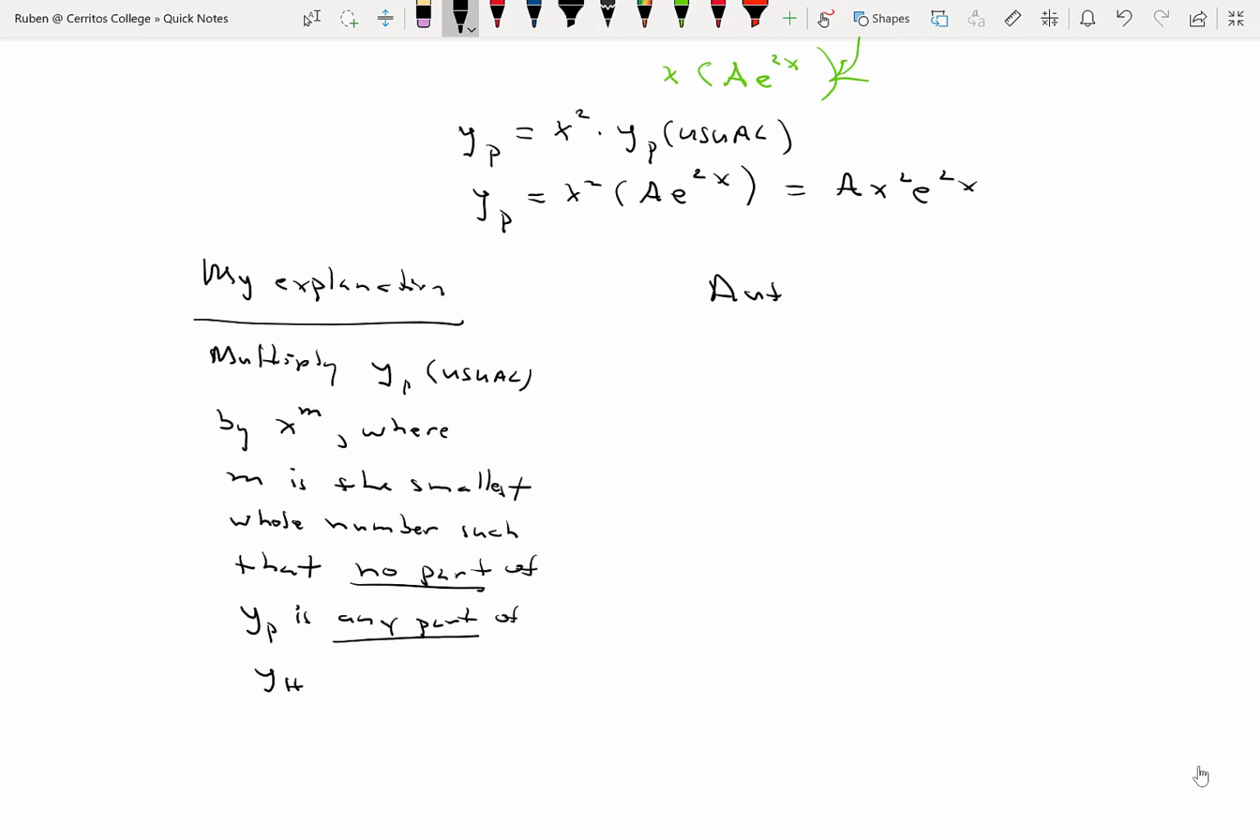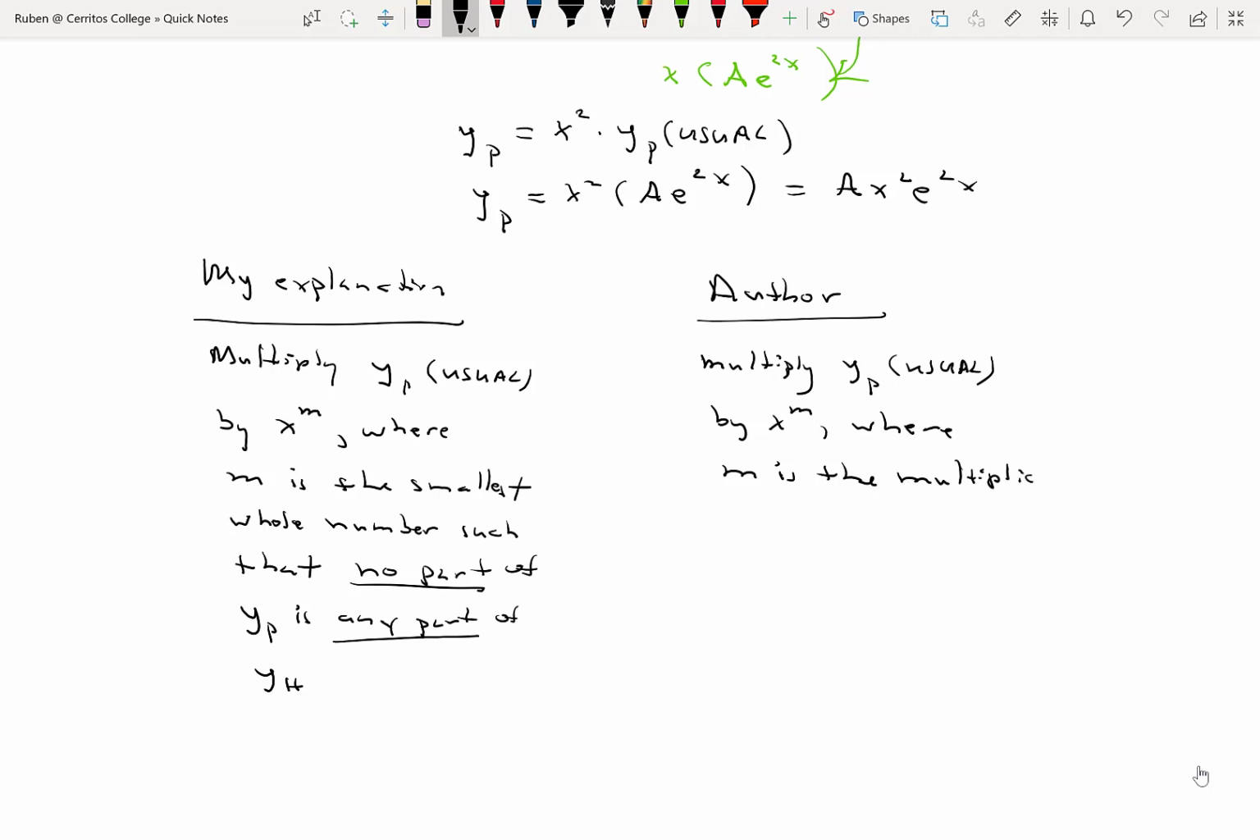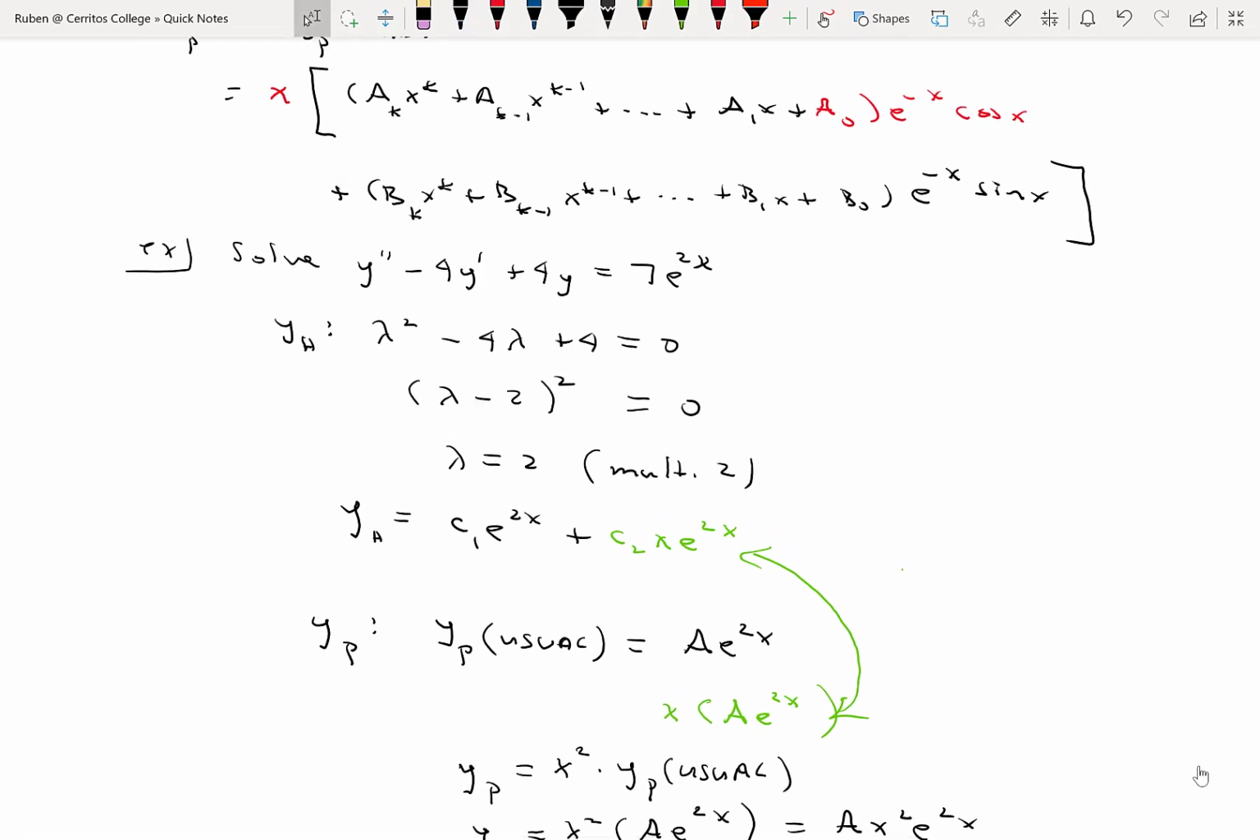Your author's explanation works just as well. Your author says that you multiply y sub p, he doesn't call it usual, but I will, you multiply y sub p usual by x to the m, where m is the multiplicity of the root of p of lambda equals 0. So train your eyes up a little bit. When we were finding y sub h, we found that the multiplicity of the root 2 was 2.